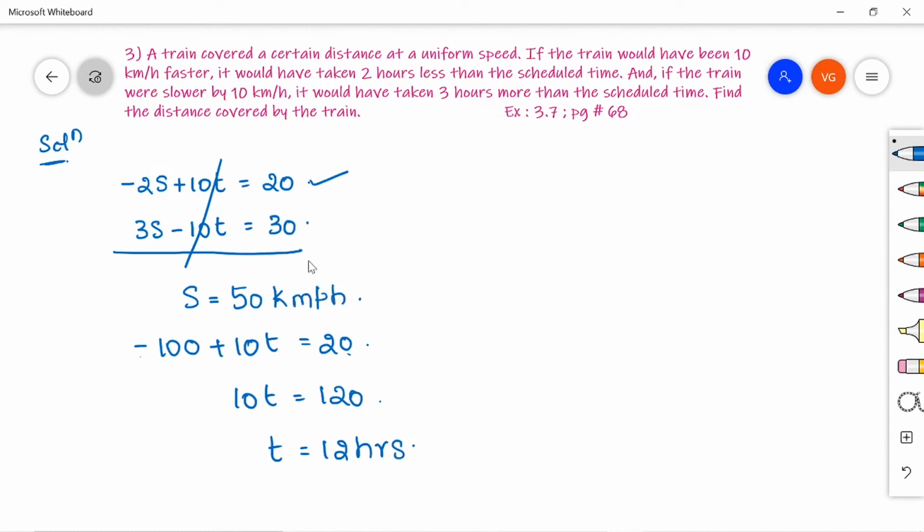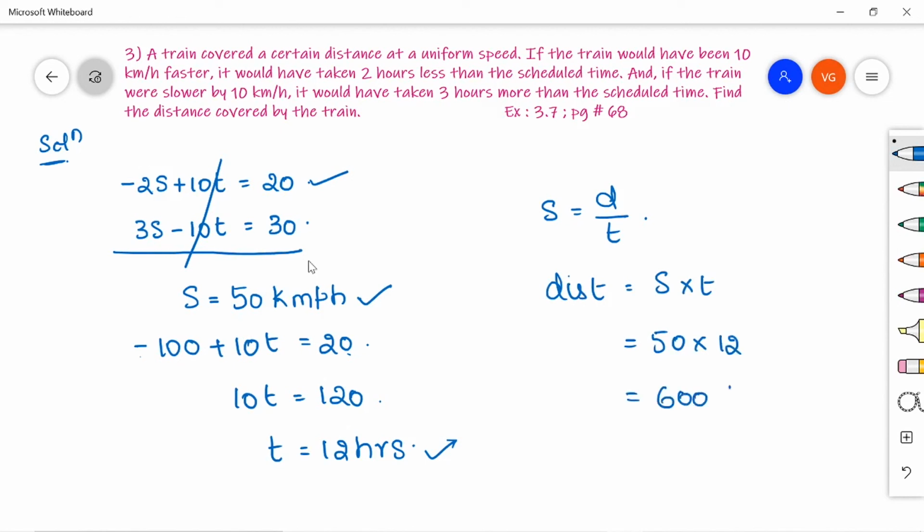So what is the question they have asked? Find the distance covered by the train. So we found the speed and also the time. Now you know speed is equal to distance by time, right? So distance is equal to speed into time, that is 50 multiplied by 12. So this will be 600 kilometer, right? This is how we can solve this problem.